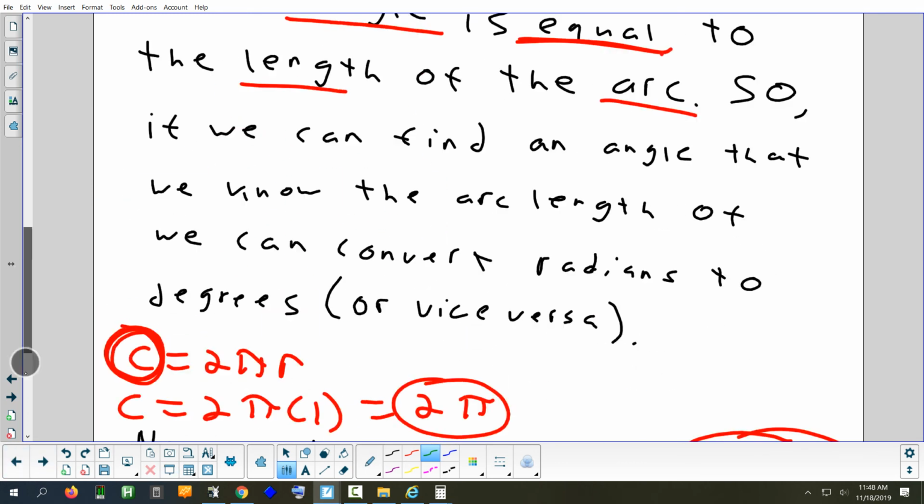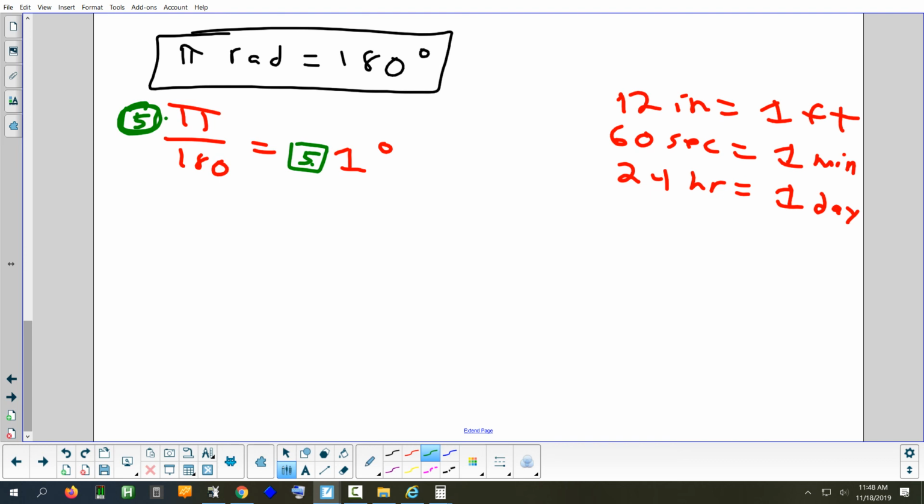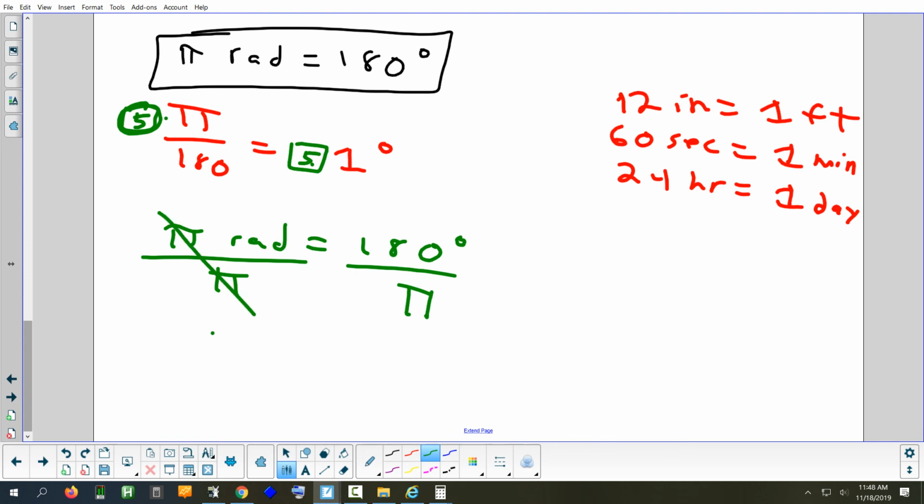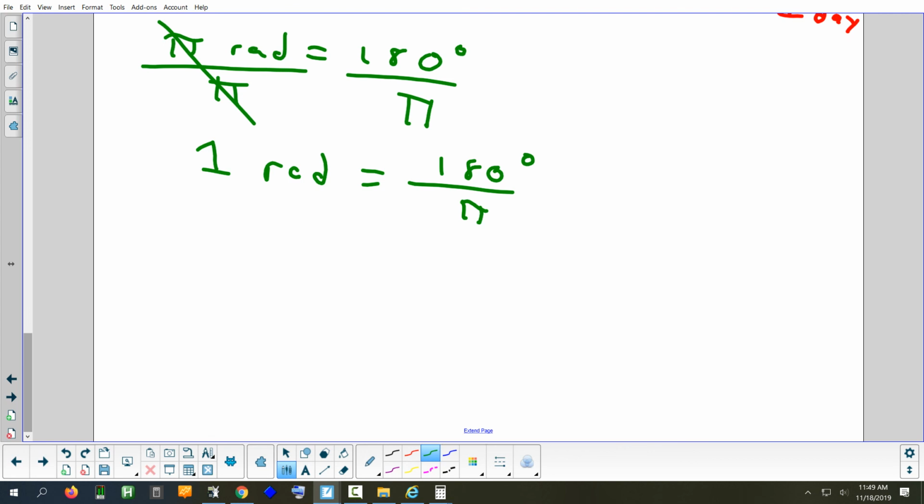Now, let's take the same formula that we had. Pi radians equals 180 degrees. Let's get a 1 on the left. Divide by pi, divide by pi. Pi divided by pi is 1, so 1 radian equals, and this is how much 1 radian actually is, 180 divided by pi. It's about 57 degrees, roughly, in 1 radian.